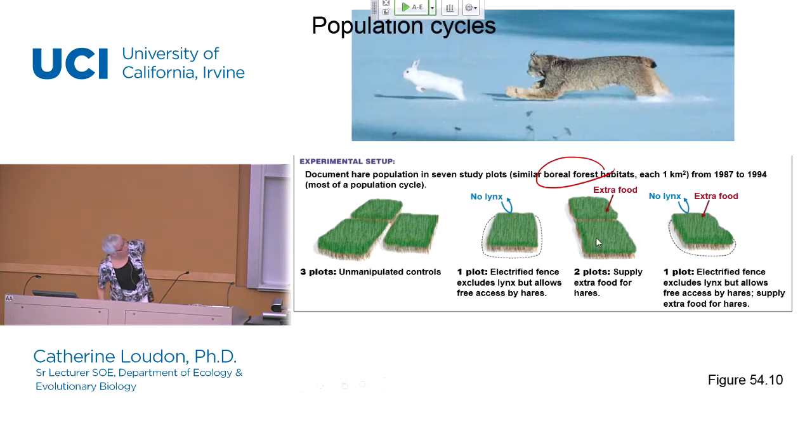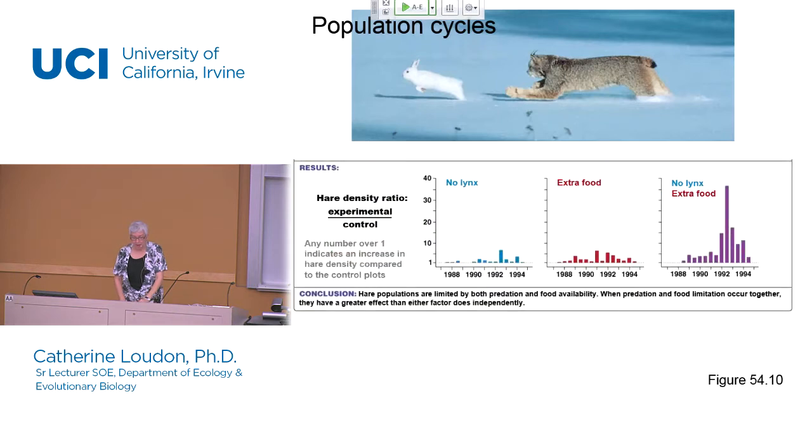There were other plots where the manipulation was to provide extra food, specifically for the hares, but no electrified fence, so the lynx were still able to come in and prey on the hares. And then finally there were plots where the lynx were kept out and there was extra food for the hares. The ecologists went in year after year after year and did sampling methods that are now more familiar to you, such as mark and recapture, and other methods to evaluate the number of hares.